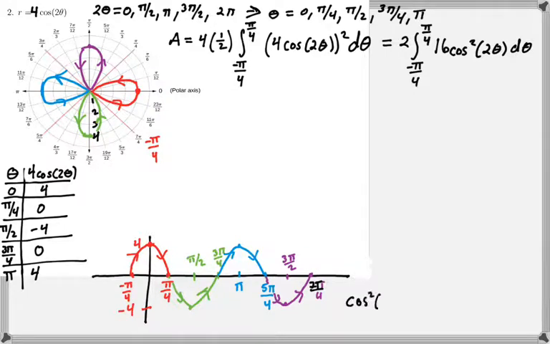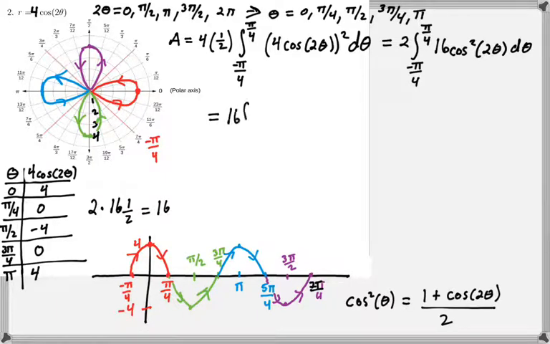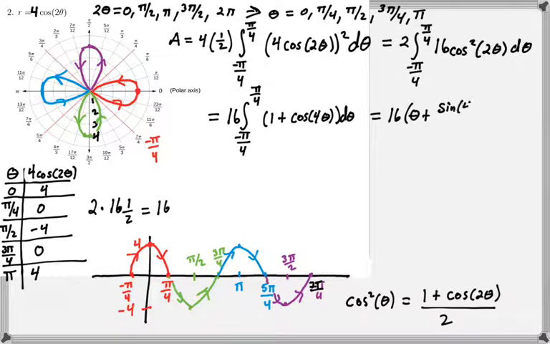Okay. Power reducing formula, cosine squared of theta is equal to 1 plus cosine of 2 theta over 2. Which means we have the existing 2 on the outside times 16, and then we're going to get a 1/2 from the power reducing formula. And so that's going to give us 16 on the outside there. So we have 16 integral from negative pi over 4 to pi over 4 of 1 plus the cosine of, double your angle, 4 theta d theta. So it's going to be 16 theta plus the sine of 4 theta all over 4, evaluated from negative pi over 4 to pi over 4.